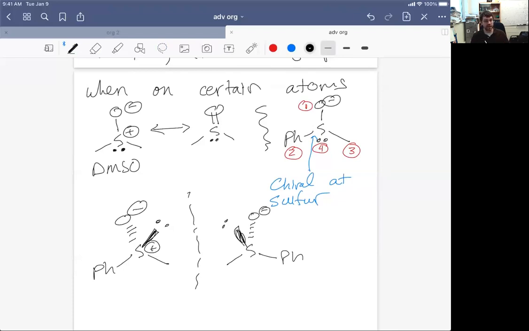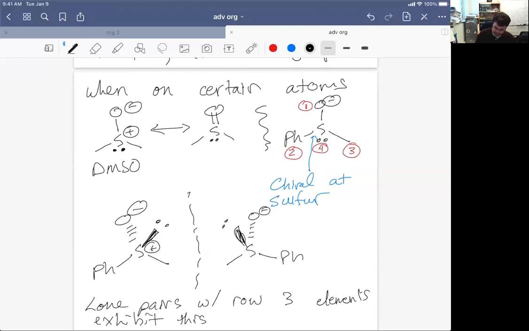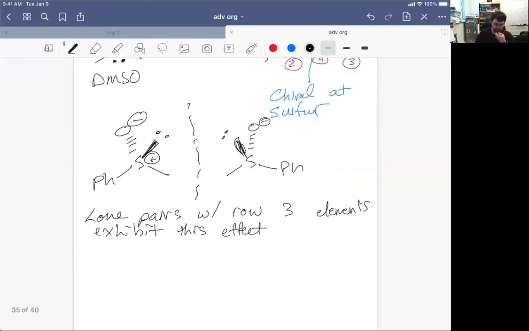This is quite prominent when we have atoms that are in at least row 3, if not greater. Lone pairs on row 3 elements and beyond will do this. So lone pairs on row 3 elements will exhibit this effect. That means we could switch the element around again, and so we could have chiral phosphorus elements.